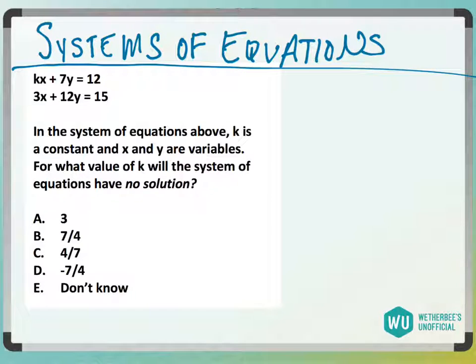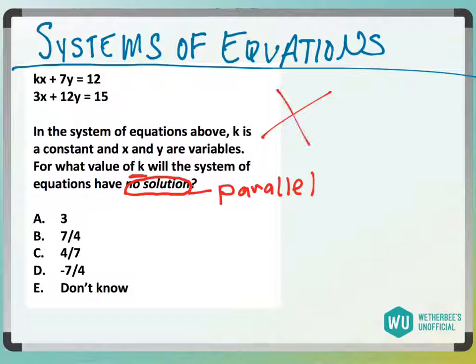All right, so we have a system here, and we want to know for what value of k these equations have no solution. No solution means that the lines are parallel, right? So something like this. When two lines intersect, we have a system with one solution. No solutions would mean they're not going to intersect, which means that they are going to be parallel.